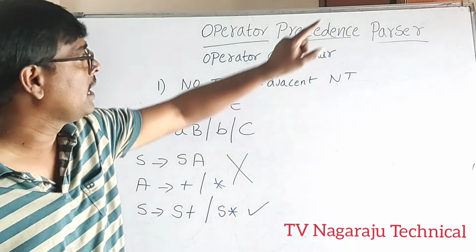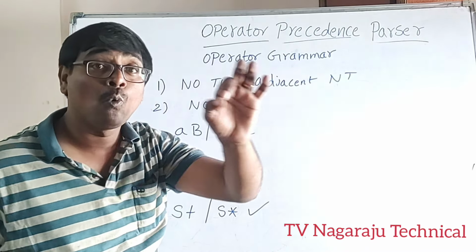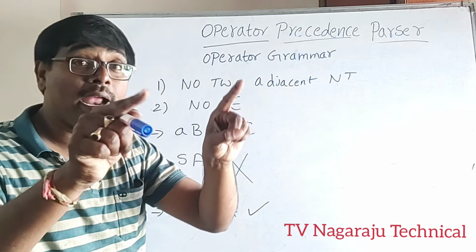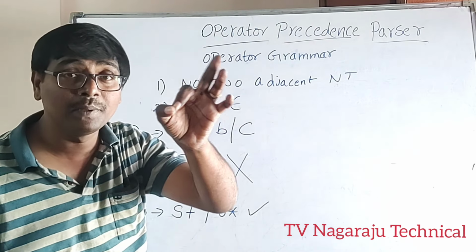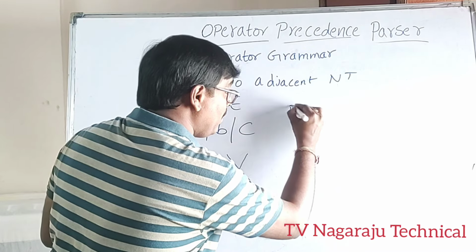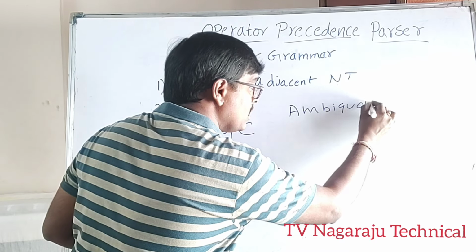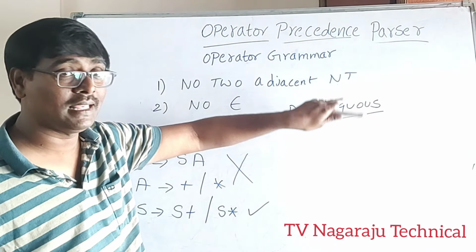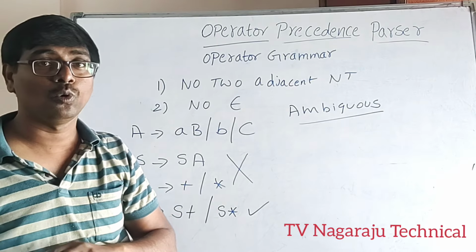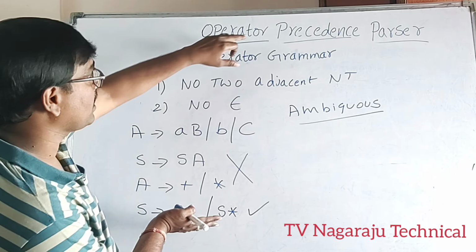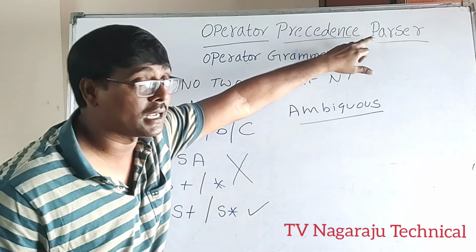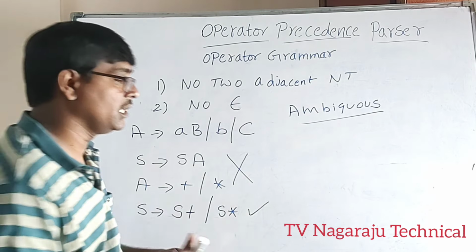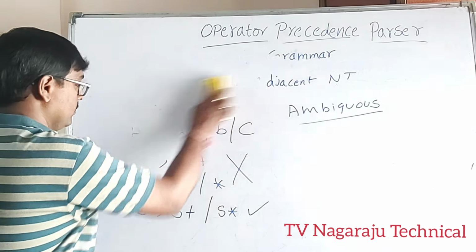Why did we discuss this? Operator precedence parser works on this operator grammar. And one more advantage of this operator precedence parser is that even though the grammar is ambiguous, it can do the parsing. That is, the operator precedence parser works on ambiguous grammar also. So we understand the basic criteria, that is, on which type of grammars my parser is working. Once you understand, then what is the step? How do you perform the parsing technique? Now I will implement the parsing.